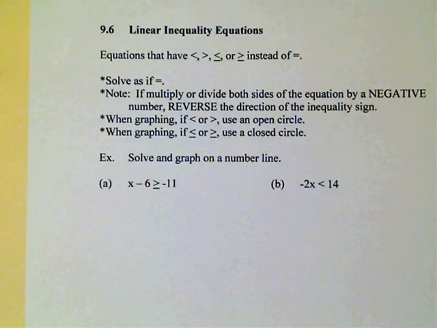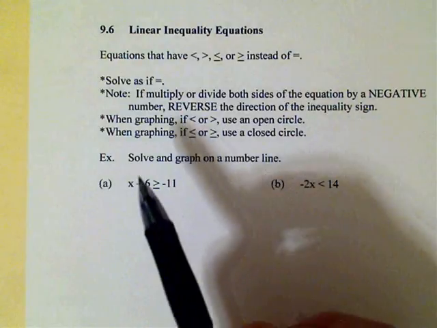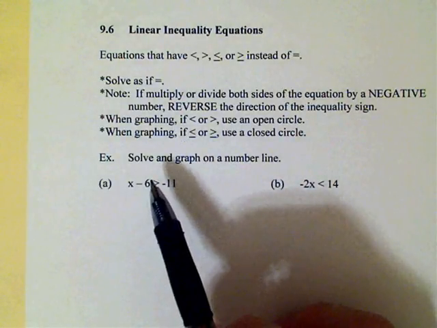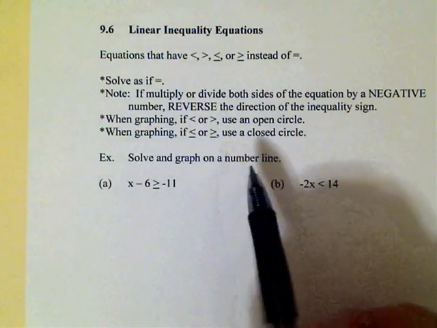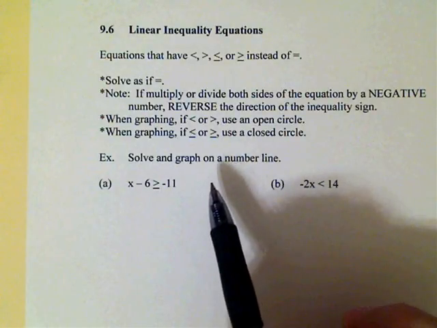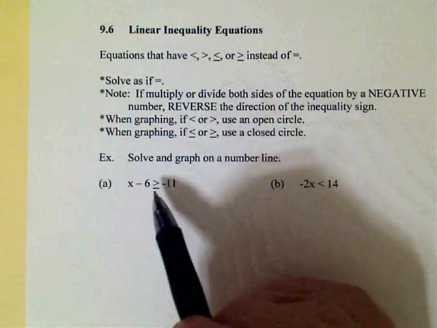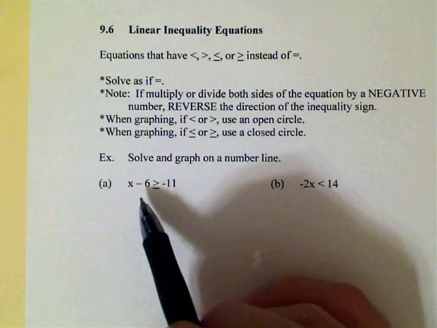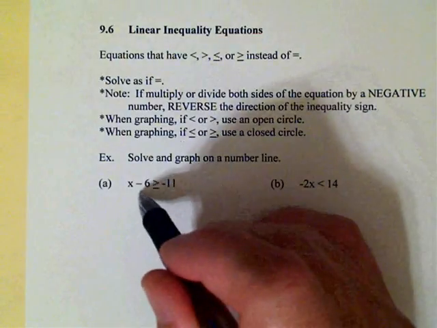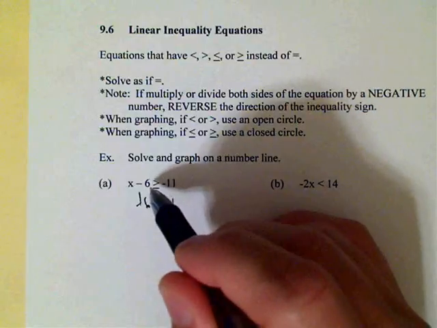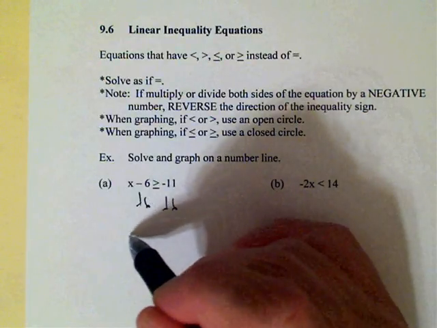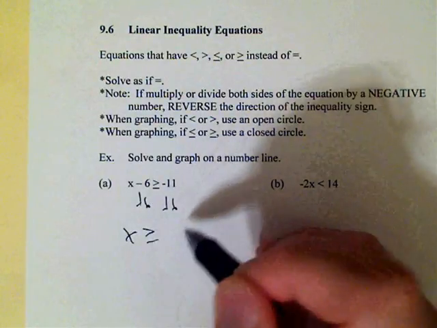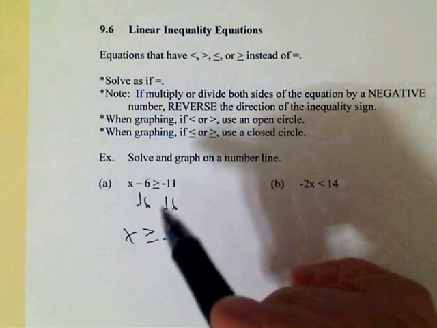Let's do a couple of basic examples to start off with. Remember, the same steps apply. We're going to solve these and graph them on a number line, and I'll show you what's going on with all the symbols. To solve this, it just means get x by itself. To get x by itself, we add 6 to both sides, because the opposite of subtracting 6 is adding 6. We get x greater than or equal to -5.